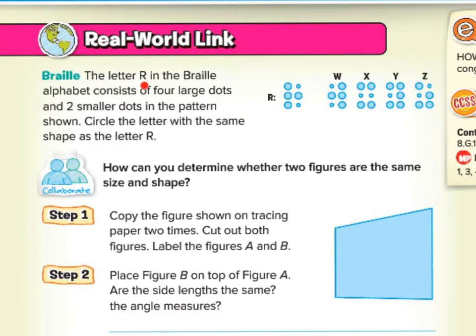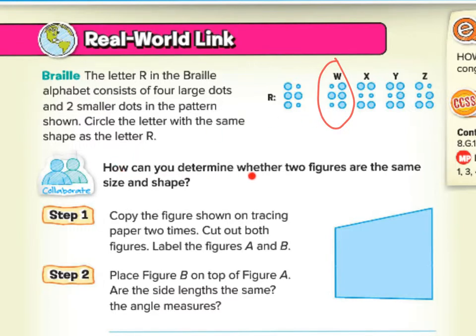Braille. The letter R in the Braille alphabet consists of 4 large dots and 2 smaller dots in the pattern shown. Circle the letter with the same shape as the letter R. So here we have the letter R, and we have 4 large dots and 2 smaller dots. Which one has the similar shape? We can see here that we have 4 large dots and 2 smaller ones, except it's mirrored, right? It's a mirror over the y-axis, correct? We have to ask ourselves, how do we determine that?